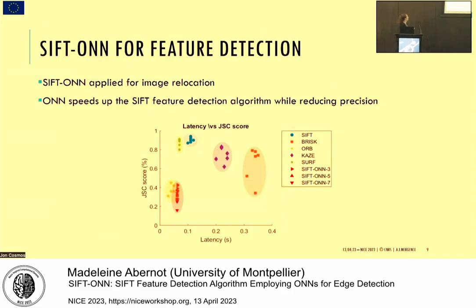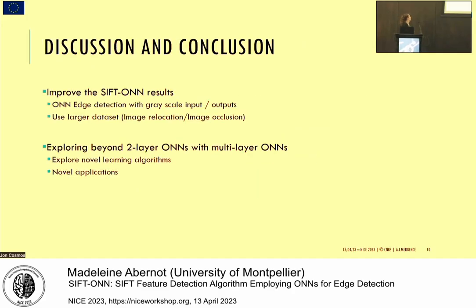It's applied for image relocation, and we showed that we were able to speed up the SIFT algorithm using ONN as an accelerator instead of the difference of Gaussian with the image edge detection, but we also decreased a lot of precision. So this is currently the state of our results with the SIFT-ONN. And next, of course, we would like to improve the results, so maybe we could have the same latency, but with higher accuracy.